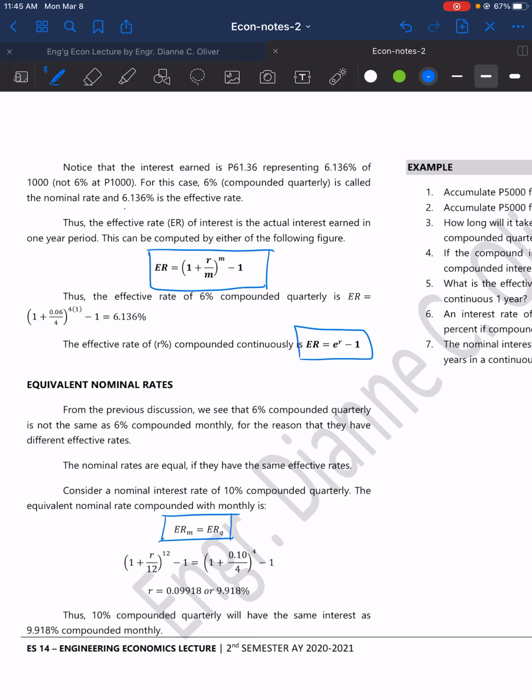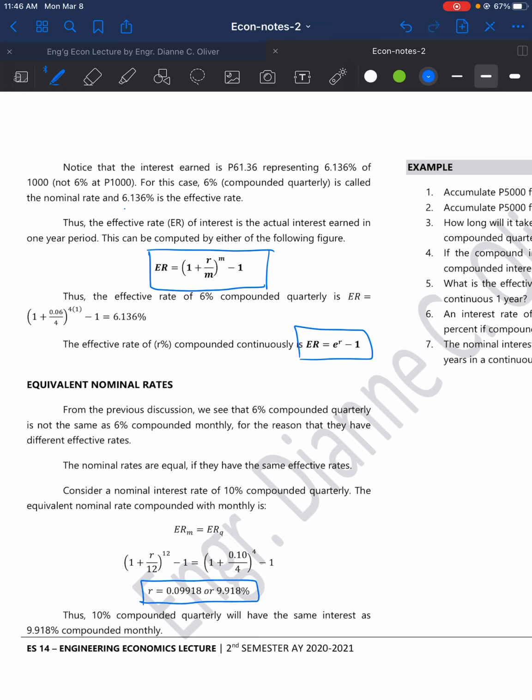ER subscript M is equal to ER subscript Q. Then using the formula for ER, we will be having here the R divided by 12, that is the monthly. So the left side is monthly, the right side is quarterly. So if we are looking for the nominal rate for monthly, this is the answer.